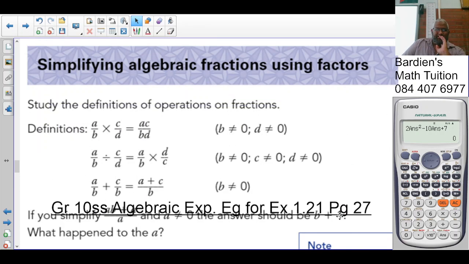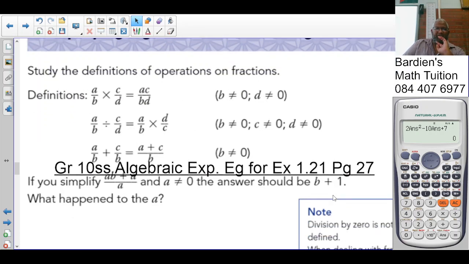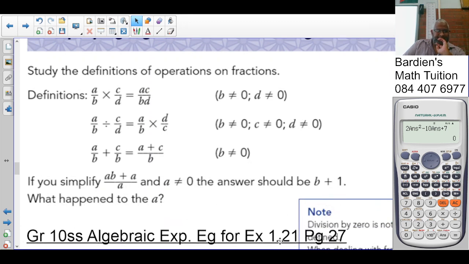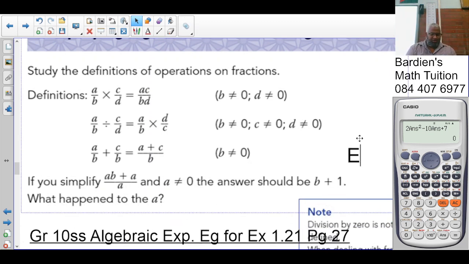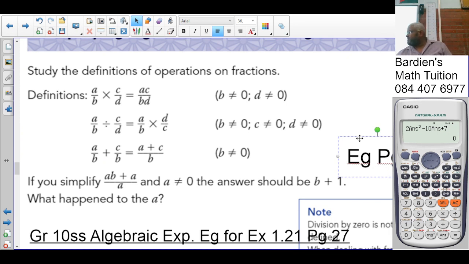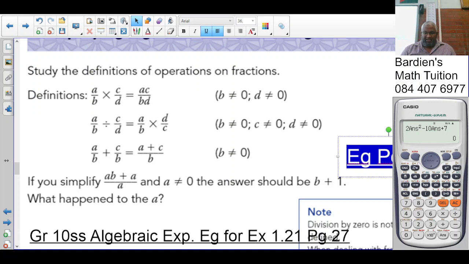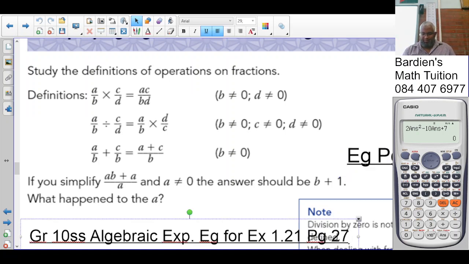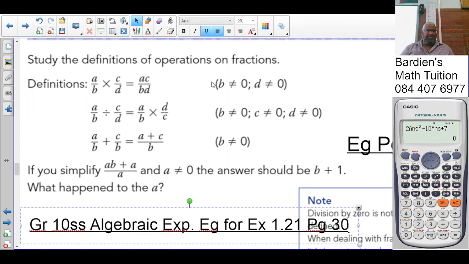Okay, so simplifying algebraic fractions using factors. The examples are on page, we're reading from which page? Is that 29? Right. So then that means exercise 1.21 should be on page 30. Right. So just a recap here.